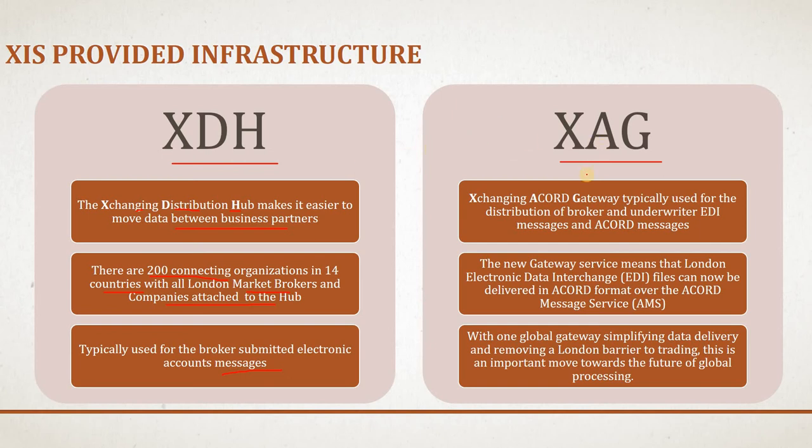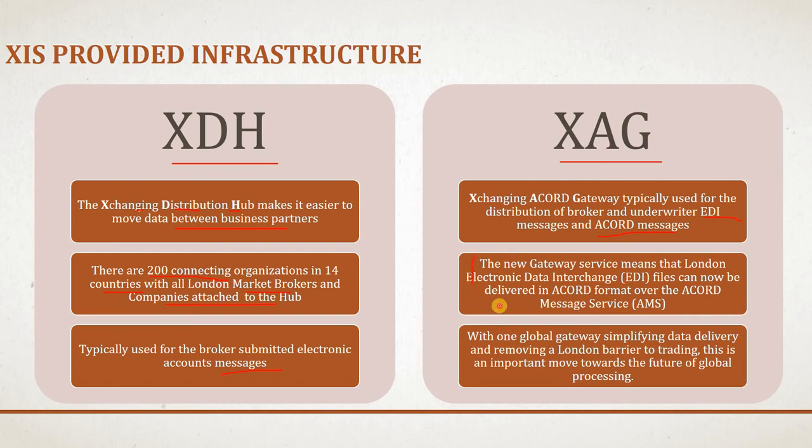The other piece of infrastructure is called XAG, which stands for Exchanging Accord Gateway, typically used for distribution of broker and underwriter EDI messages and Accord messages. With XAG, you can distribute EDI and Accord messages. The new gateway services mean that the London Electronic Data Interchange EDI file can now be delivered in Accord format over the Accord message services.